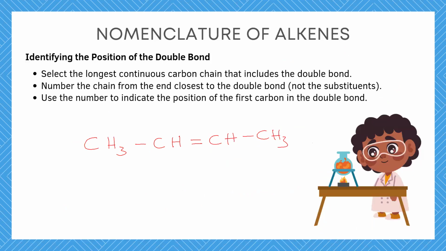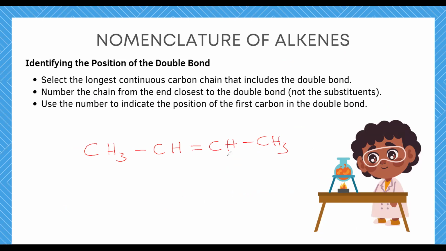Now, let's apply the rules, David. Rule number one, select the longest continuous carbon chain that includes the double bond. So, what is the longest continuous carbon chain that includes the double bond? How many carbon atoms would that be? Four. Thank you very much. Four carbon atoms. What would the parent name now be?